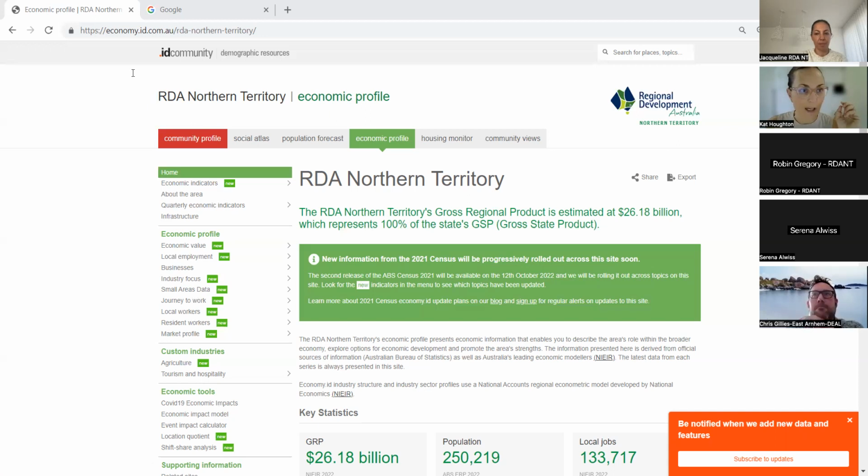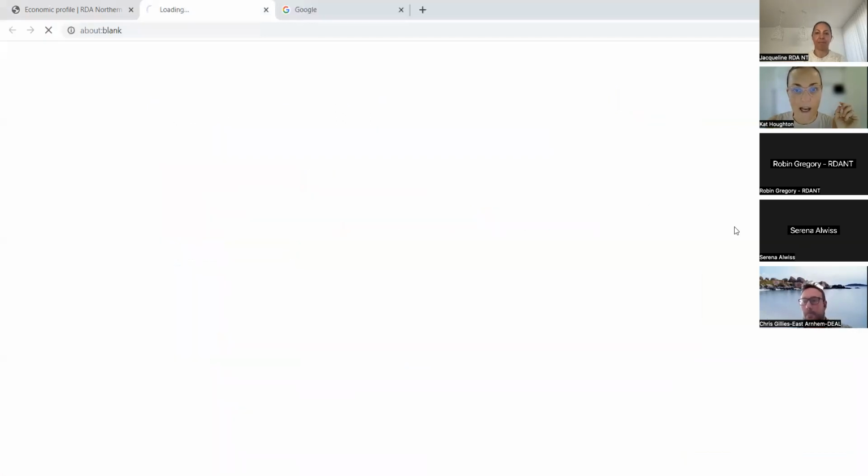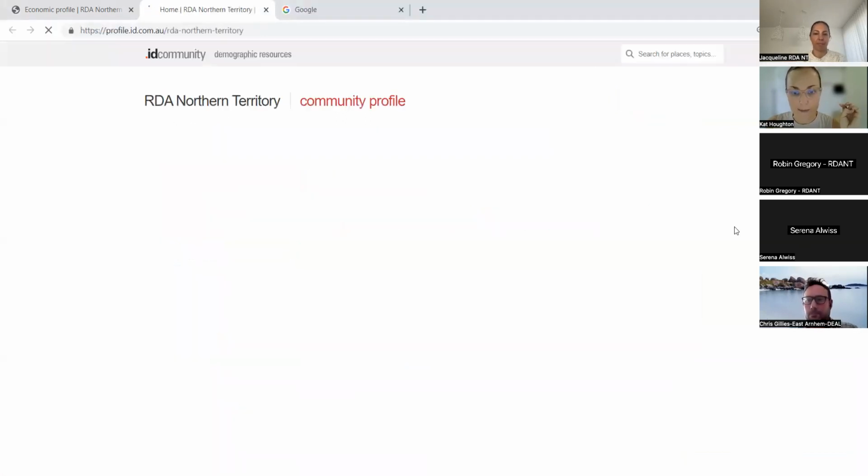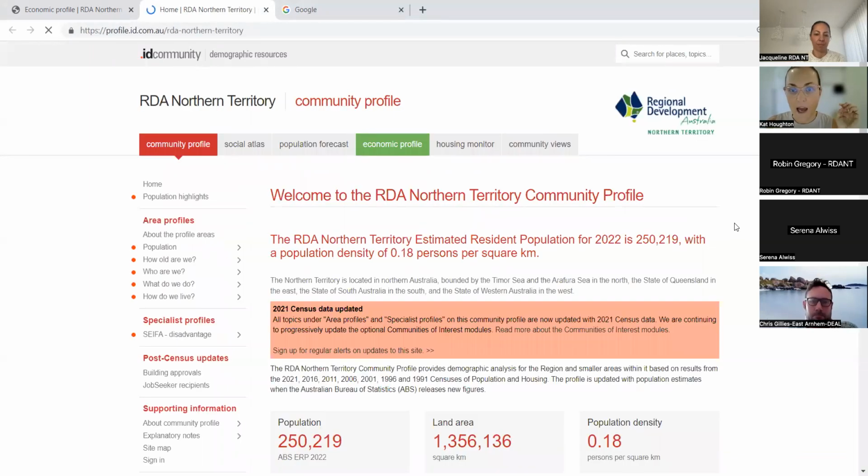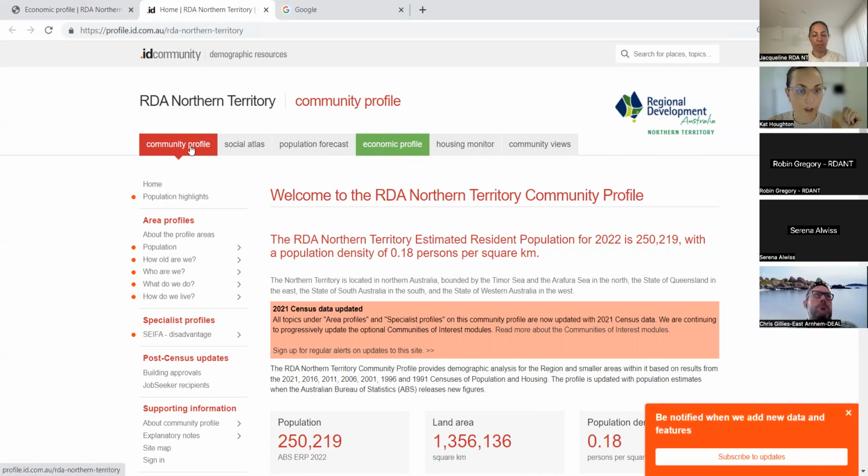Can you see my screen? Yep, awesome. So this is the community and economic profile that RDA NT subscribe to. As part of that, we provide information for basically all of your LGAs across the Northern Territory, which is really, really good. There are two programs that you subscribe to.